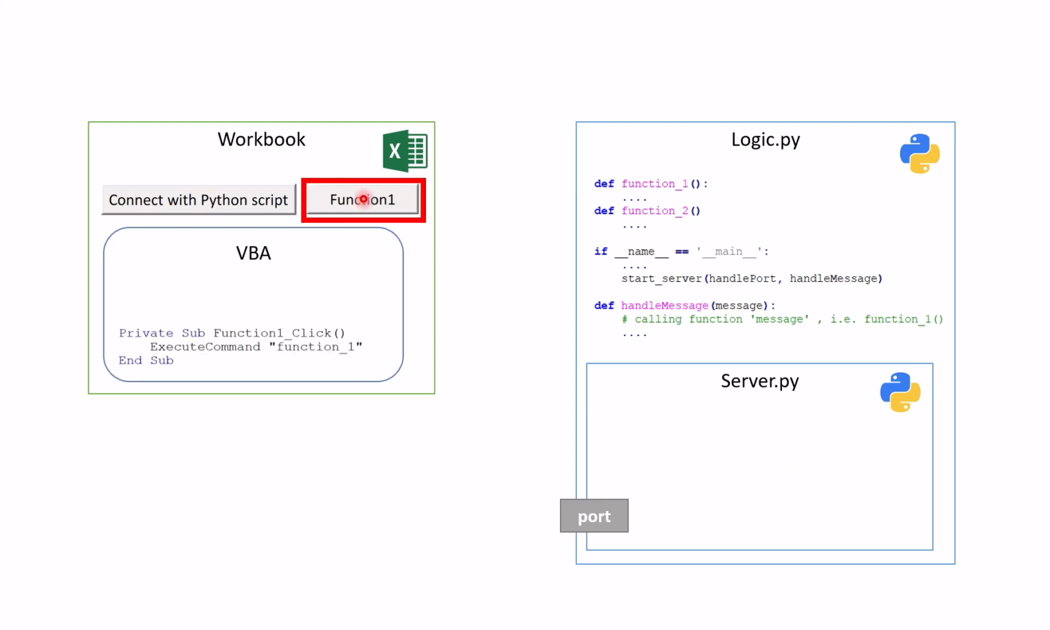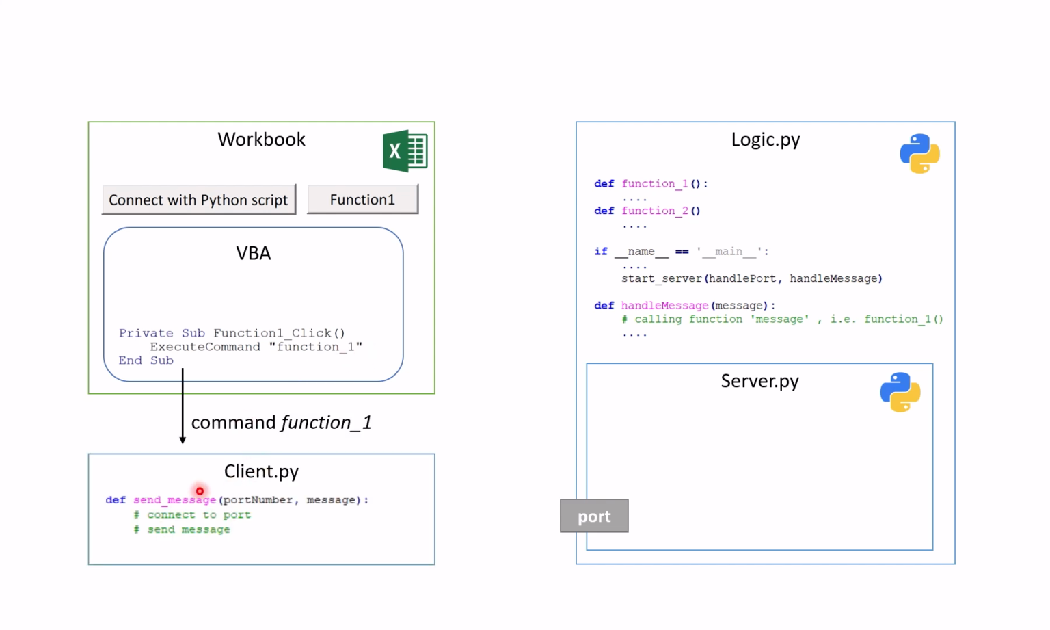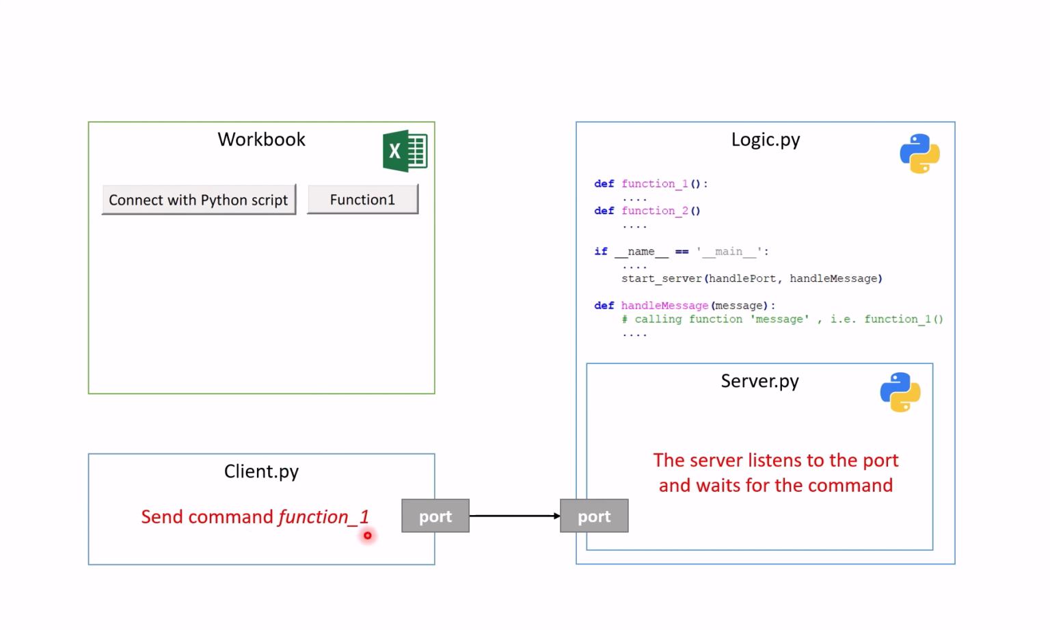Now I want to click on another button called function number 1. Once I clicked on this function, VBA processed another command, execute command, with argument function 1. This command runs client.py. And the task of client.py is just to establish the connection with the server and send the command. So the command function 1 will be sent to the server.